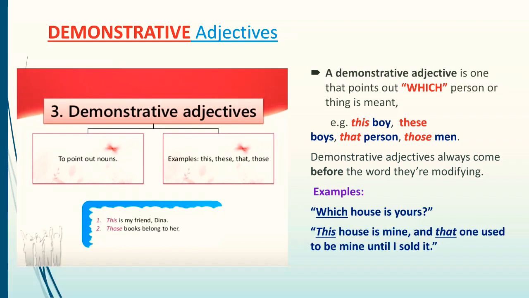Which house is yours? This house is mine, and that one used to be mine until I sold it. So, demonstrative adjectives always point out nouns.